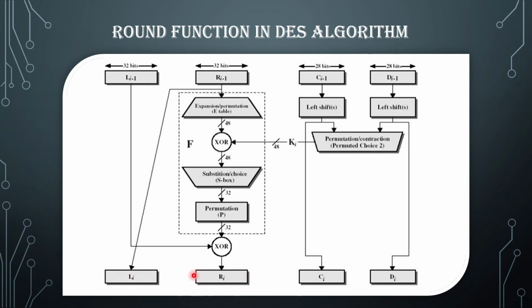So this is the process done entirely by the round function. This is the process we have to do in each and every round. In DES we have 16 rounds, so we have to do this function 16 times. So this is the DES algorithm.